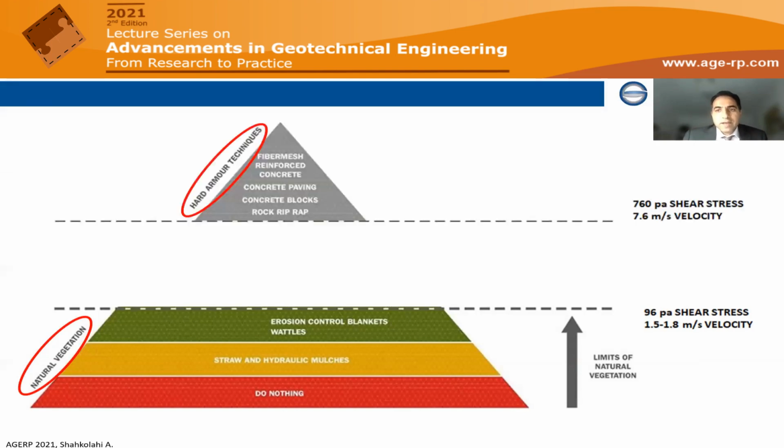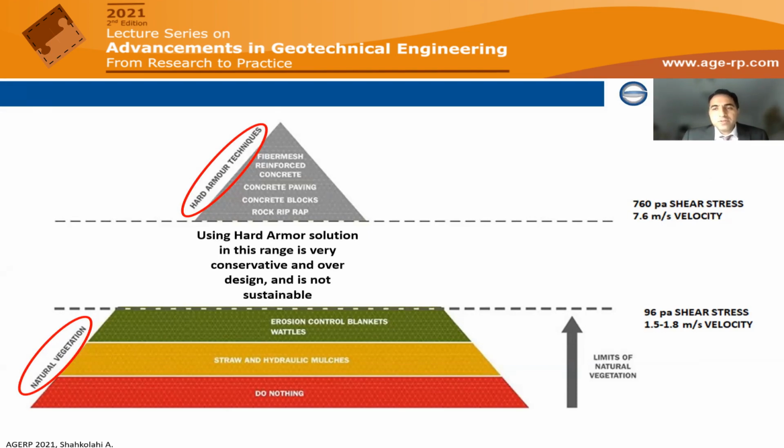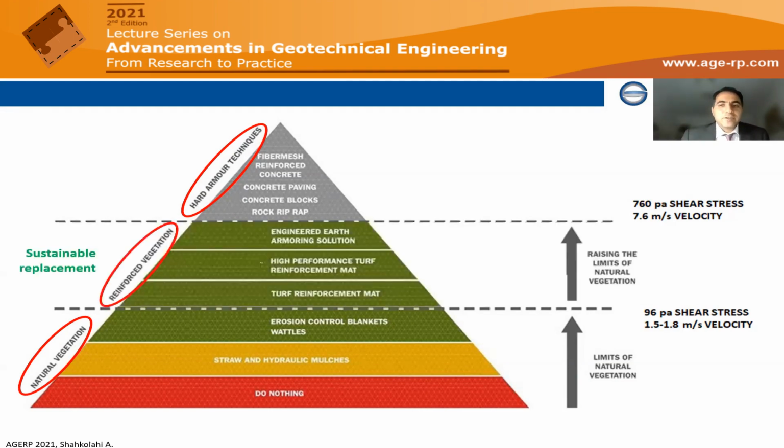Now, when we have high velocities or high shear forces, we have to use rock, concrete, hard armoring solutions or riprap. Between these two, there is a gap. Traditionally, we used to use rock here as well. But to be honest, it is very over-designed and conservative, because we are using a very high solution for something which is moderate. This is where the idea came into consideration that in this range, in the middle, we can use reinforced vegetation.